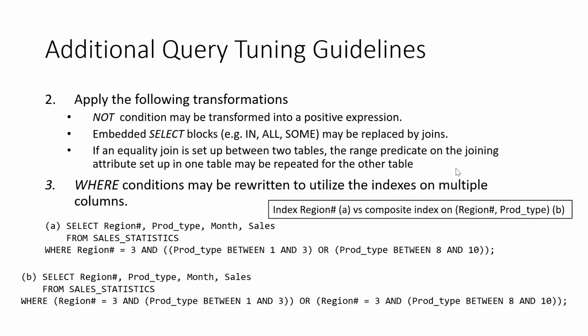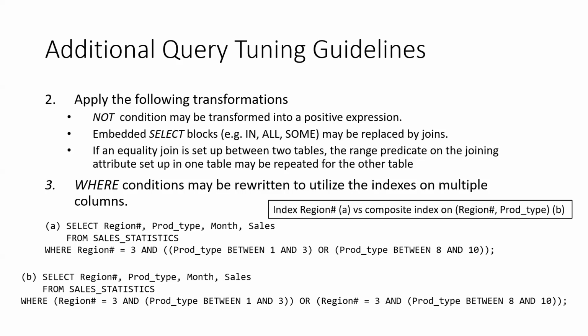And then you can have embedded select blocks, like remember we talked about the in operation, which is quite slow. And we talked about that the join is efficient. So you can actually replace it with joins. And then if you have an equality condition, we can have it in two tables. But if you have range predicates, then you can have one table and then you repeat for the other table.